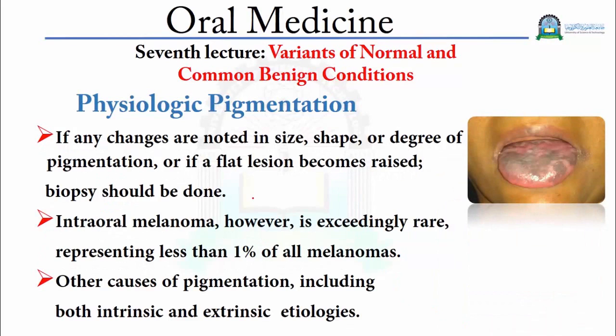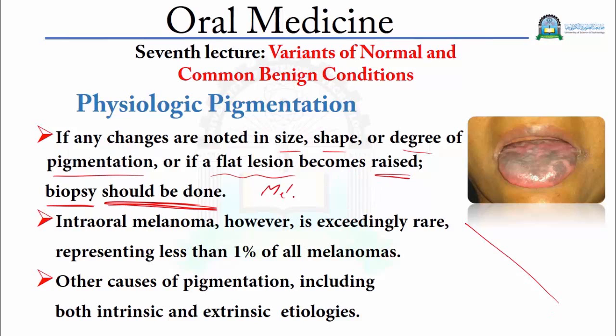For physiological melanin pigmentation, if any changes are noted in the size or the shape or the degree of pigmentation, or if a flat lesion becomes raised, the biopsy should be done. As we see in the last pictures, the pigmentation is flat macules, as we mentioned in the clinical description of the lesions. Macules or patches are both flat, non-raised lesions. If these lesions become raised, the biopsy should be done to rule out any other serious lesions such as melanoma, as we mentioned.